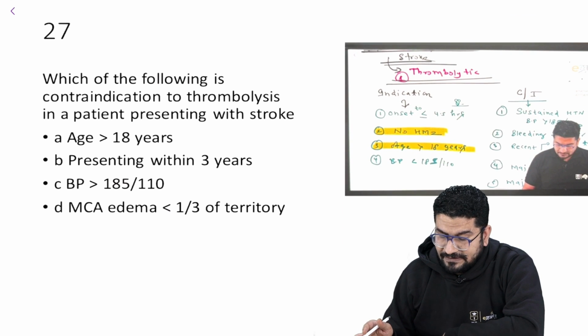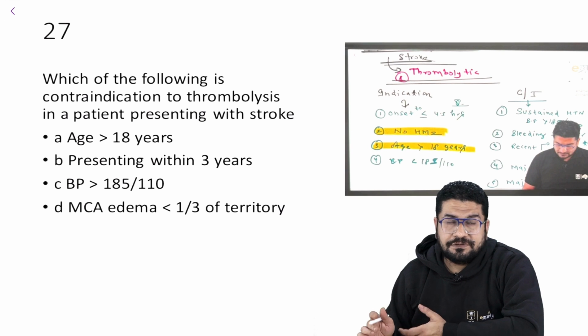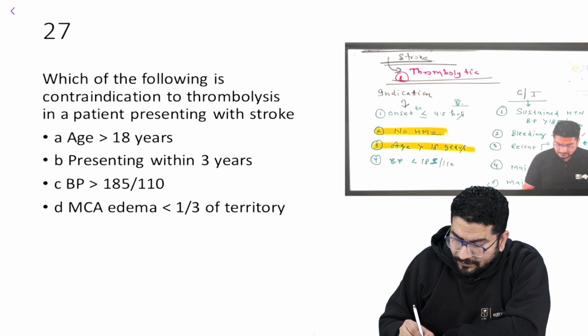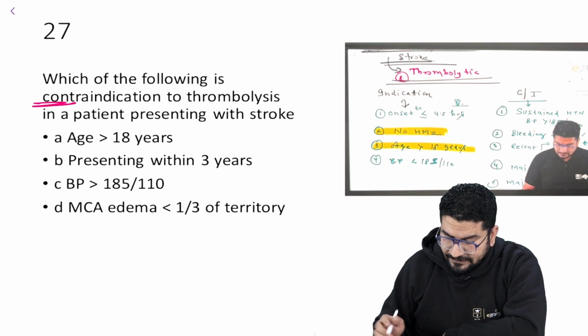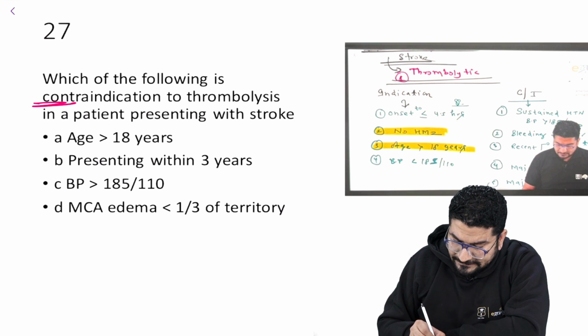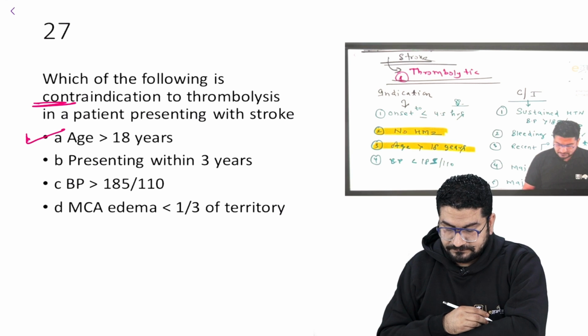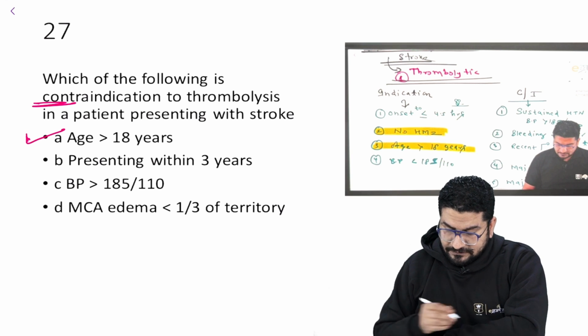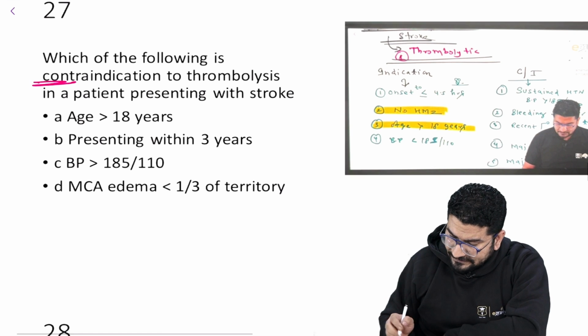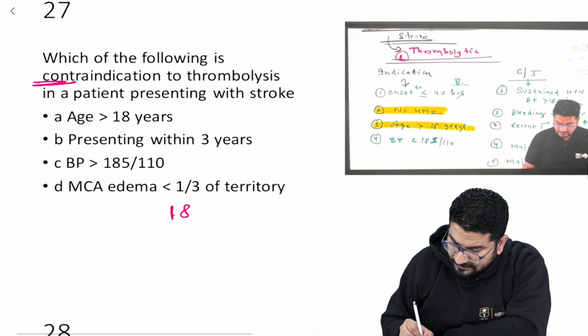And when I discussed this topic, I told you this is something they have been asking for the past 1 year, a hot topic, the management of stroke. The following is the contraindication, but let us first see the indications. The classical indication is that the patient should be more than 18 years. So what are the indications I can say? Patient should be more than 18 years.